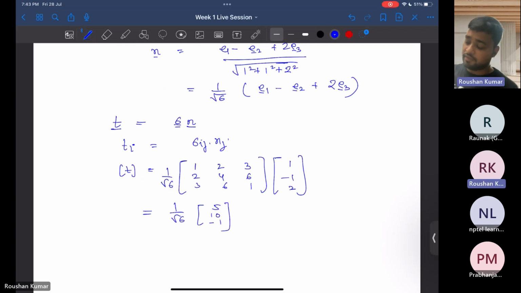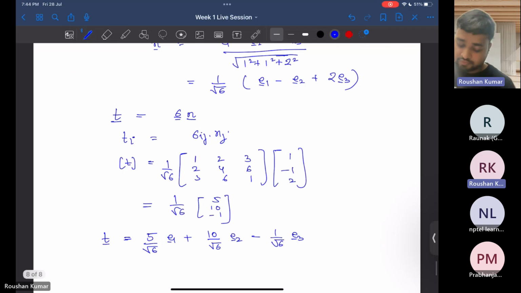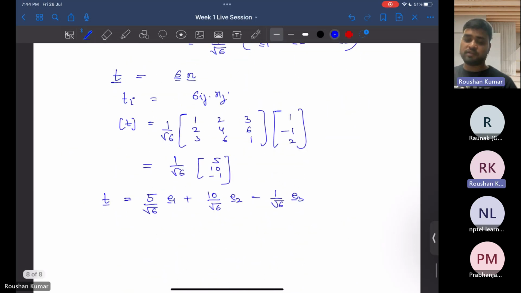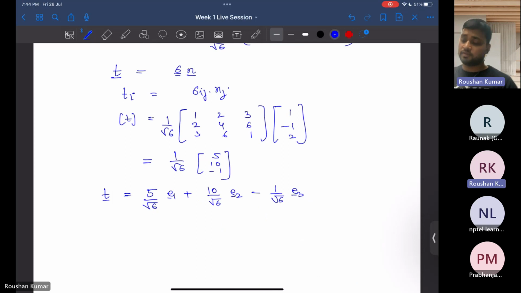So the traction vector in this case is given by 5 by root 6 E1 plus 10 by root 6 E2 minus 1 by root 6 E3. So this is the value of the traction on the plane whose normal has direction E1 minus E2 plus 2E3. So this is the question based on the traction vector and the stress tensor.